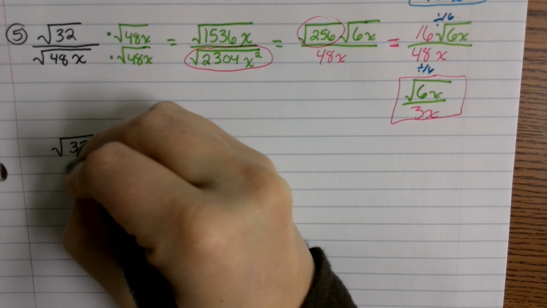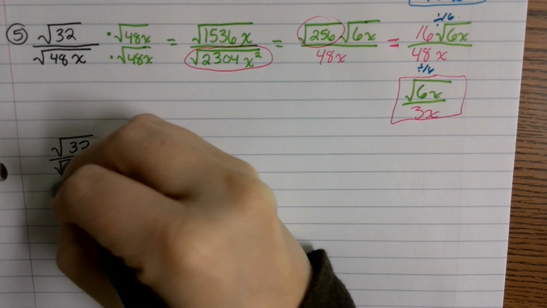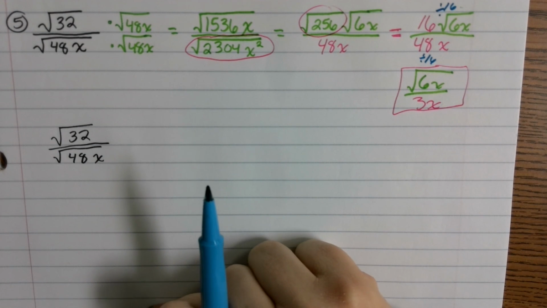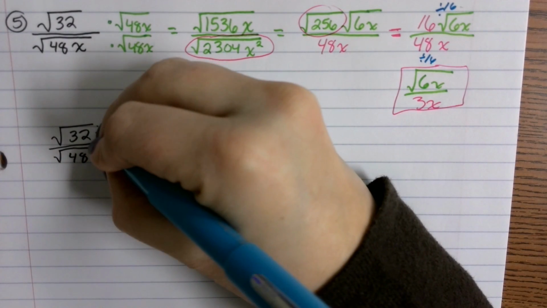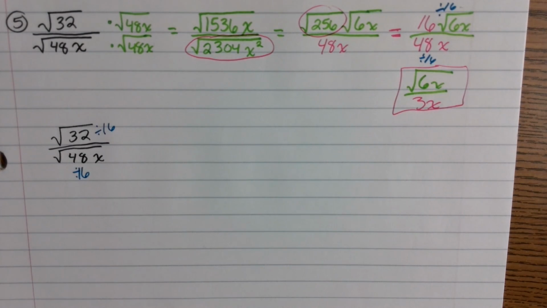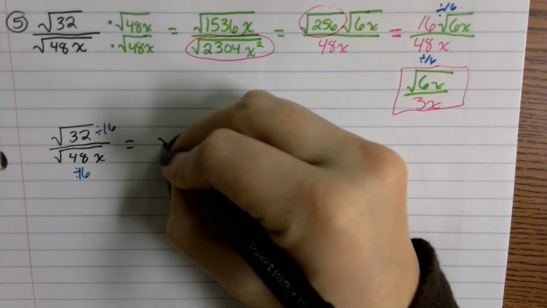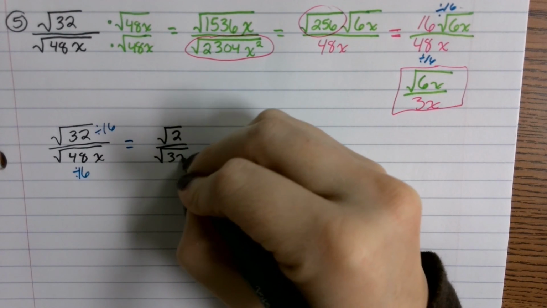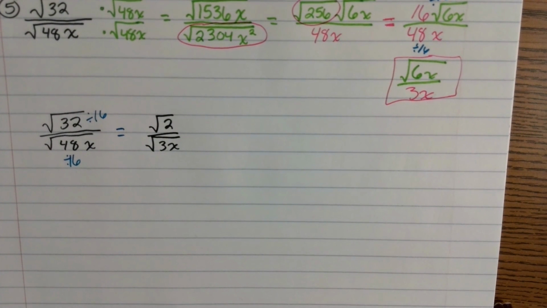So write that problem down again. Both 32 and 48 are divisible by what? What's the largest factor they're both divisible by? 16. They're both divisible by 16. So just do that ahead of time so that you're working with much smaller numbers. 32 divided by 16 would give you square root of 2. 48 divided by 16 would give you the square root of 3x. And then you're dealing with smaller factors. A lot easier to deal with.